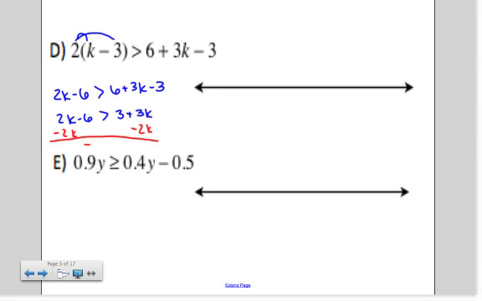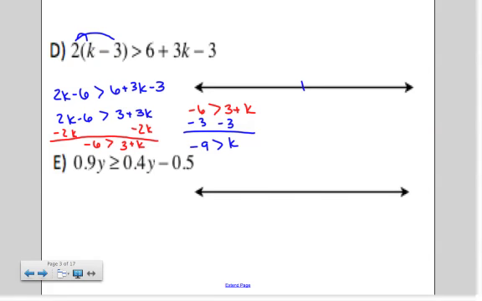So that gives me negative 6 is greater than 3 plus k. So to get the k by itself now, this is what I have. I'm going to subtract 3 from both sides. So negative 9 is greater than k.